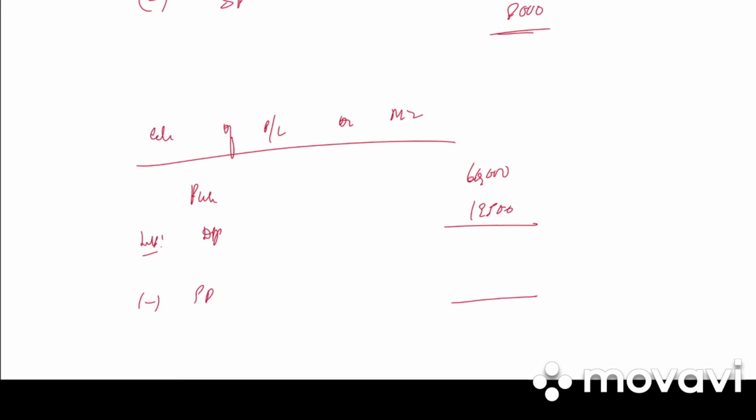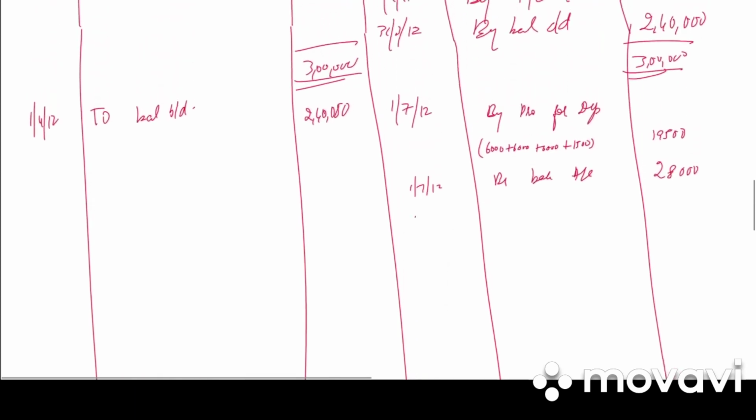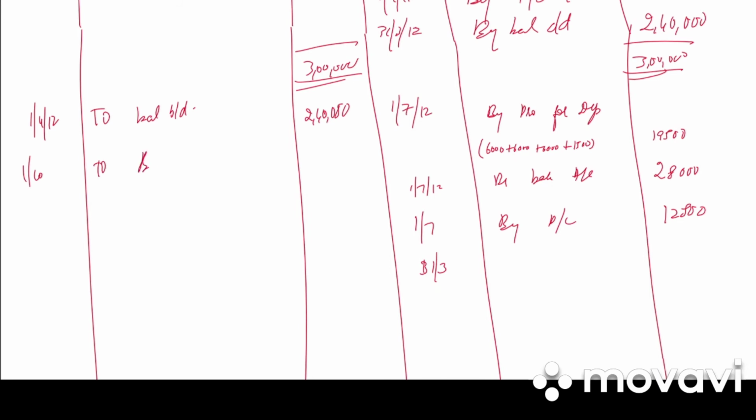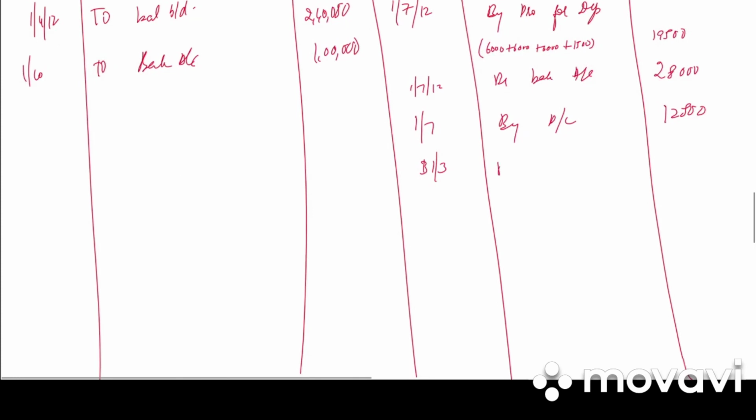So it is 40,500, less selling price is 28,000. We get how much? 12,500. So it is loss. So on 1st July by statement of profit and loss and balance loss on sale of machine 2 12,500. Then on 1st October we purchased a new machinery. So to bank account 1 lakh. On 31st by balance carried down 2,80,000. Total is 3,40,000.